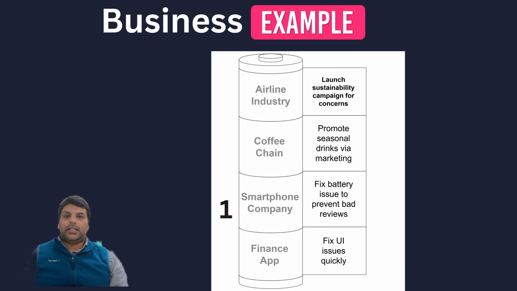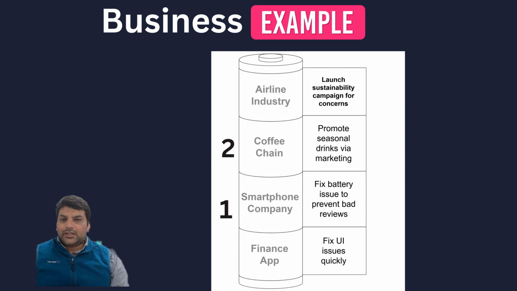Then we move to another example, the coffee chain. What is the data? Instagram and TikTok posts in the fall. What is the trend here? Lots of positive mentions of pumpkin spice. What action should be taken? Launch a targeted marketing campaign to promote seasonal drinks.